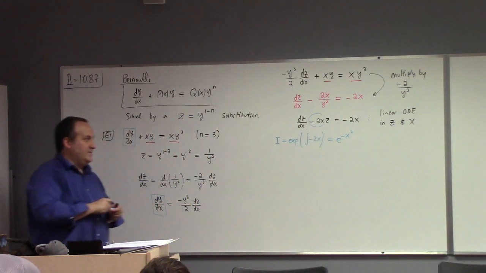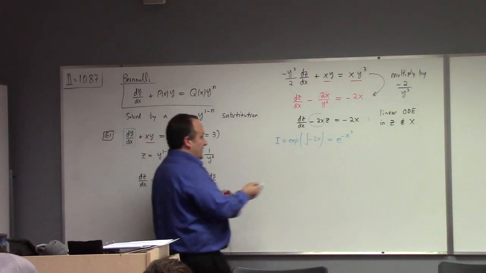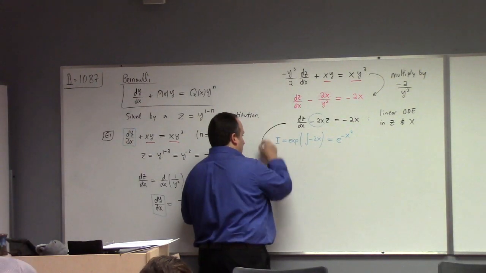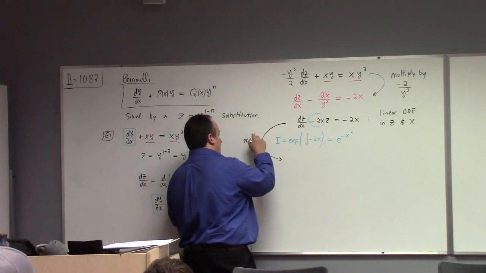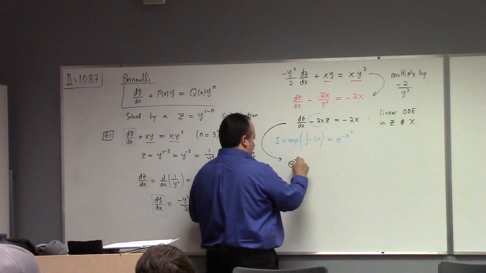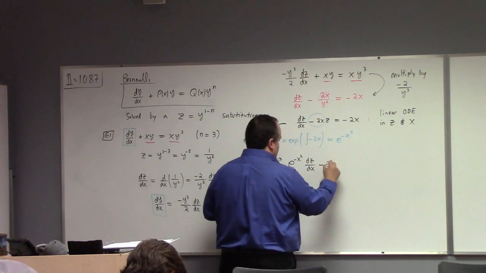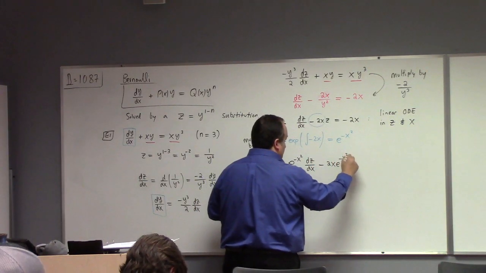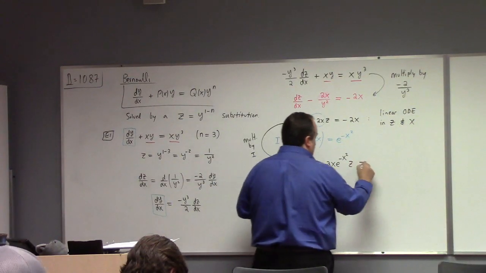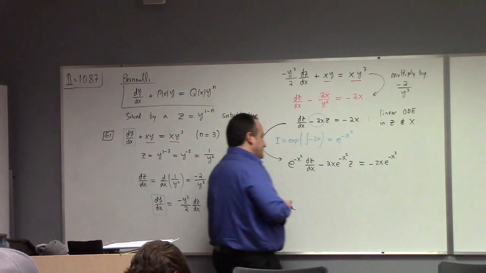So now that we found our integrating factor, we multiply the differential equation by the integrating factor. That gives us e to the minus x squared times dz/dx minus 2x e to the minus x squared times z is equal to minus 2x e to the minus x squared. All right.